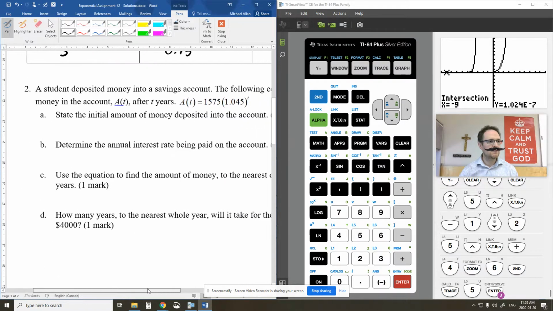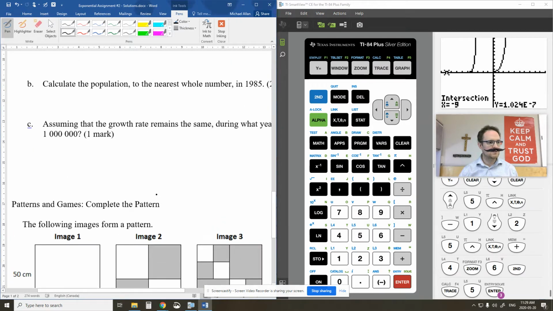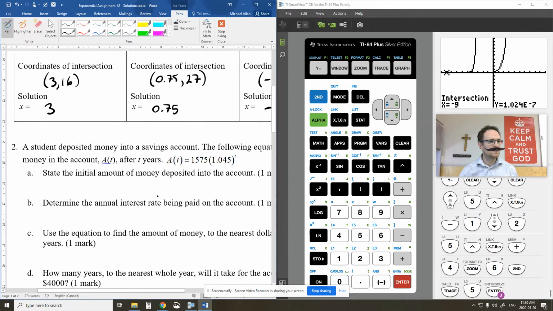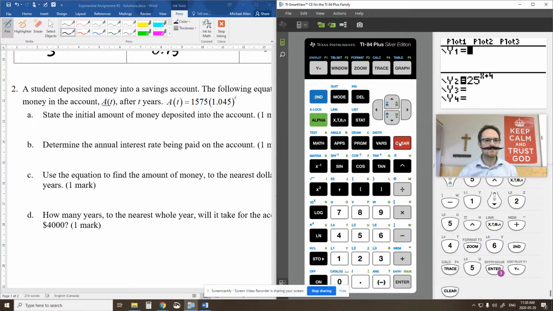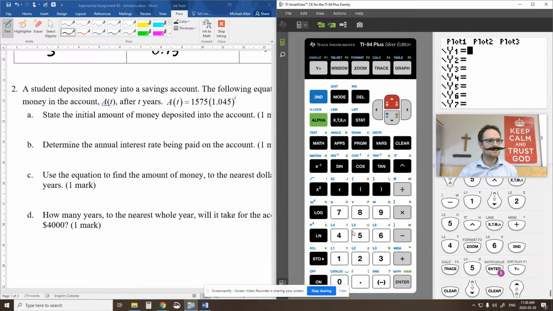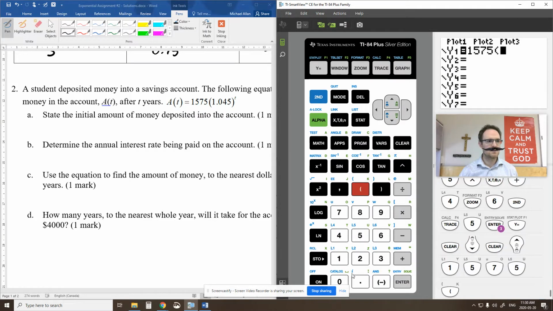Okay. Most of these are going to be solved graphically, so I'm just going to leave my graphing calculator open here. So here a student deposits a certain amount of money. I'm just going to plug that in there. So it looks like they deposited $1,575.